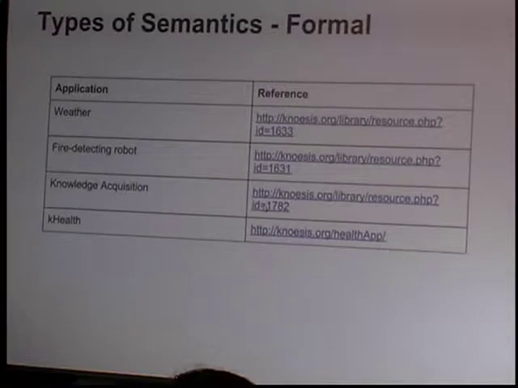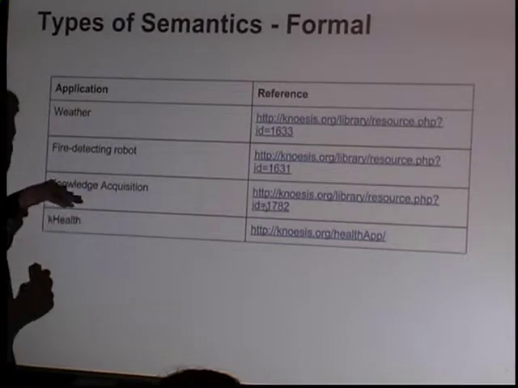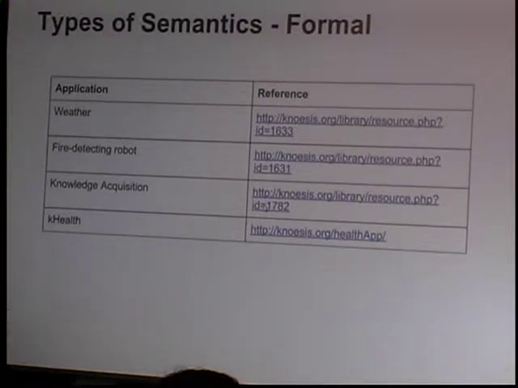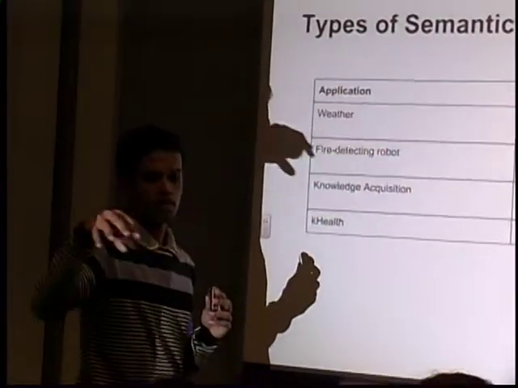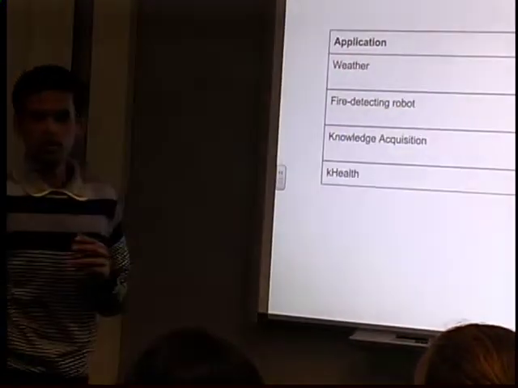He has applied this to weather, by observing wind speed and temperature, those are the properties, and trying to come up with whether it's a blizzard or whatever it is. And a fire detecting robot, and we have applied that to knowledge acquisition in the healthcare domain. This is the running project called K-Health, Knowledge Enabled K-Health, and Reed and everybody works on that. So that is what you can do with formal semantics. If you capture such a scenario, and that scenario is present in different domains, your algorithm is very good in each and every domain. That is why he was able to apply that to different domains.